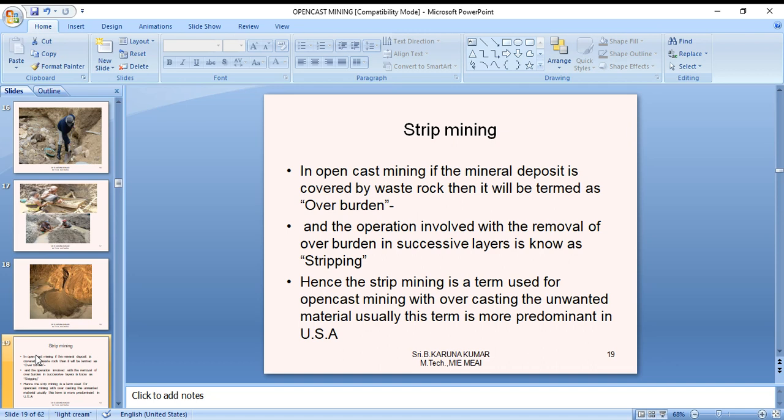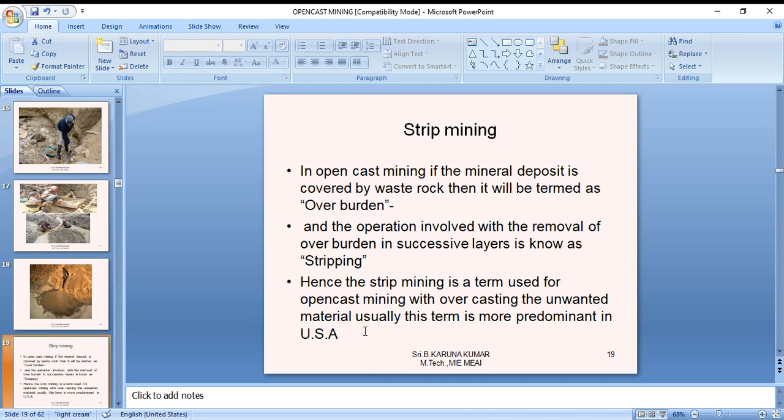There will be a sedimentary deposit over the coal, and waste will be continuously forming. This waste can be stripped layer by layer, and that is called a stripping operation.